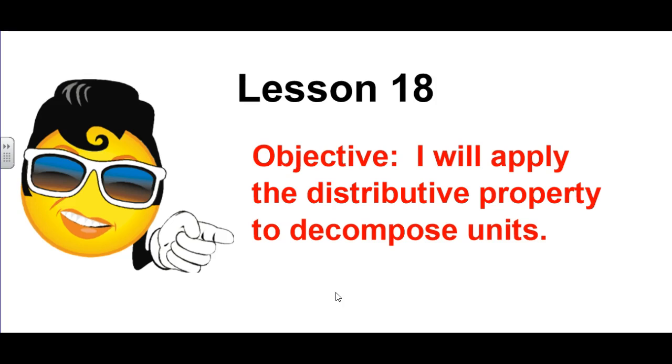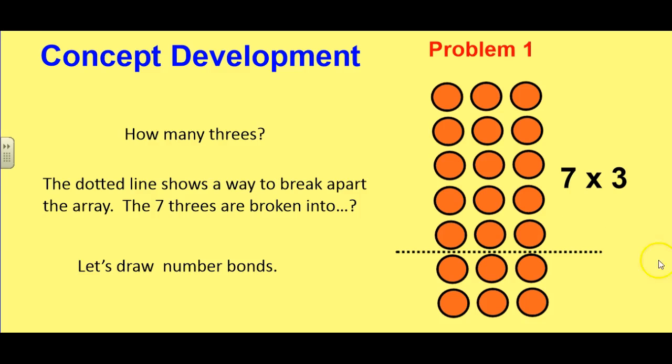Okay, so we've got this array, and this shows me 7 times 3, because I've got 7 rows and I've got 3 in each row. As you can see, the dotted line shows a way that we're going to break apart the array. So now we've got 7 threes because we've got 7 rows of 3. So we're going to have to see how many 3s this array is broken into. So instead of writing 5 times 3 this time, we're going to write it a little bit differently, and we're going to be using the word form.